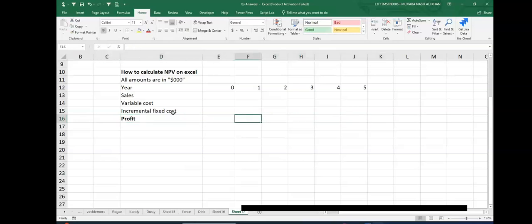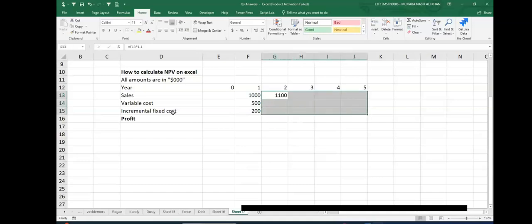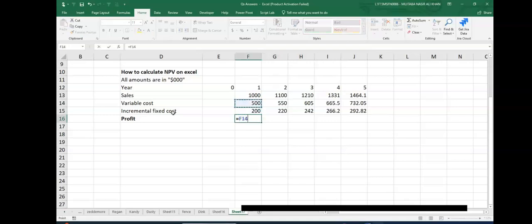For example, I'm randomly putting any amount: 1,000, 500, 200. I'm randomly putting any amount just to illustrate. Now profit: sales minus variable cost minus fixed cost.